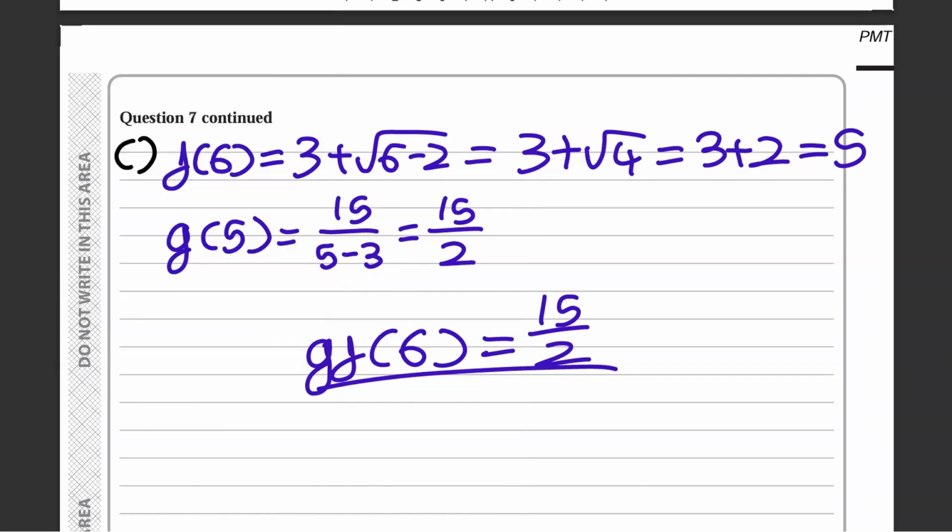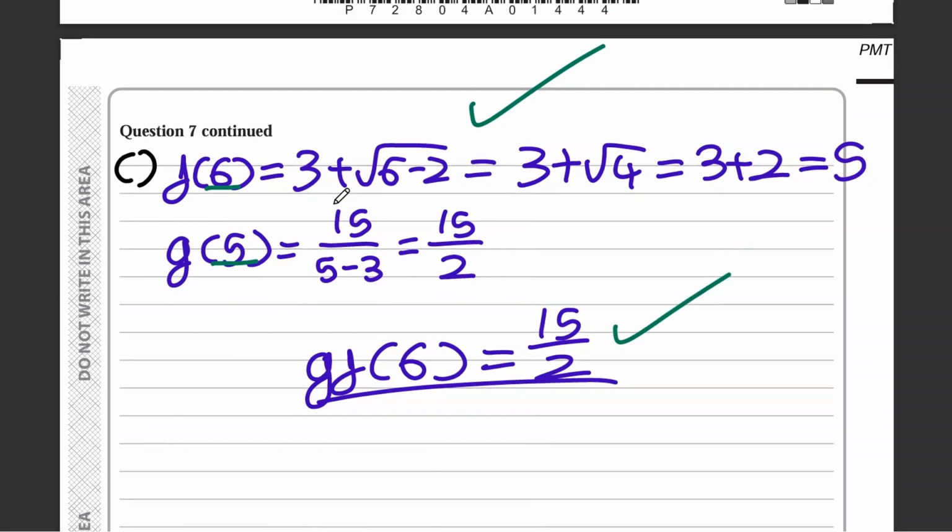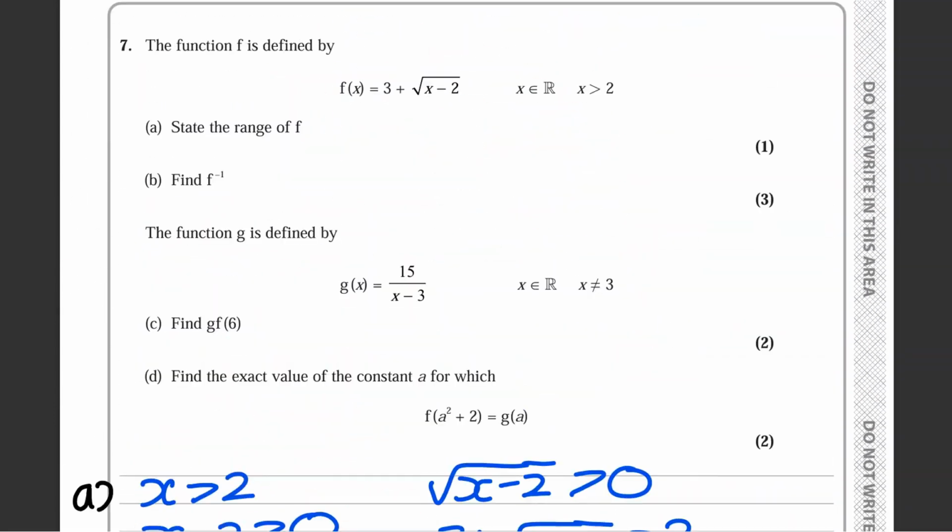So in order to get the 2 marks here, the first is realizing this subbing in method, like I've done here. If you show some evidence of this, you get 1 mark, and the second mark is to get this 15 over 2. Okay, and then for part D, we need to find the exact value of the constant a for which f of a squared plus 2 is equal to g of a, and this is worth 2 marks.